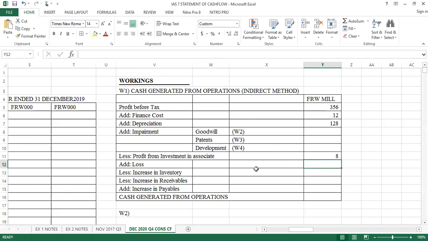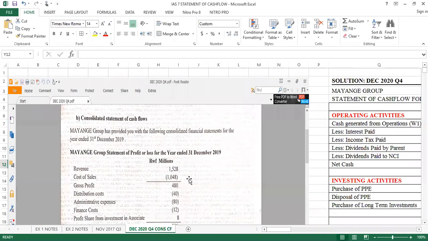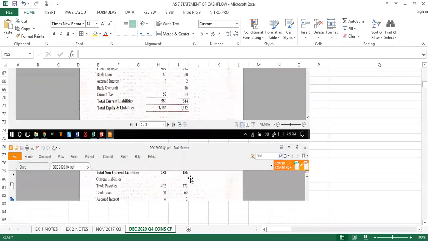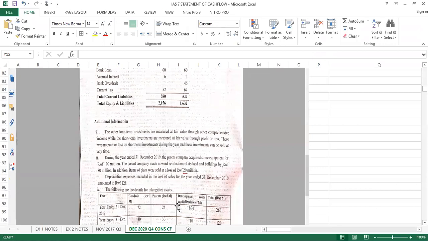Now, loss on disposal of plant, we were also given. That is why it is important to read additional information. I read it somewhere. Yeah, here. During the year ended 31st December 2019, the parent company acquired some equipment for 100 million. This one goes to investing activities. The parent company made an upward revaluation on its land and building for 80 million. That is revaluation during the year.